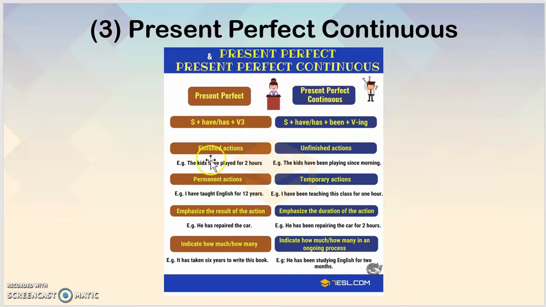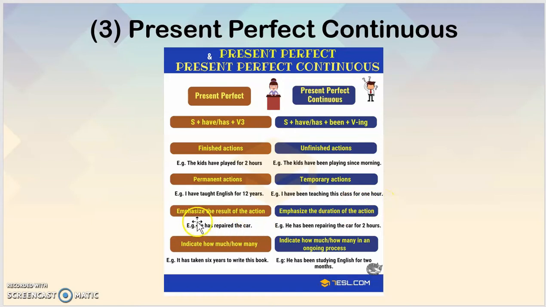Present perfect refers to finished actions, aksi yang sudah berlaku. The kids have played for 2 hours, whereas present perfect continuous is referring to unfinished actions. The kids have been playing since morning. Present perfect is a permanent action. I've taught English for 12 years, whereas present perfect continuous is a temporary action. I've been teaching this class for 1 hour.